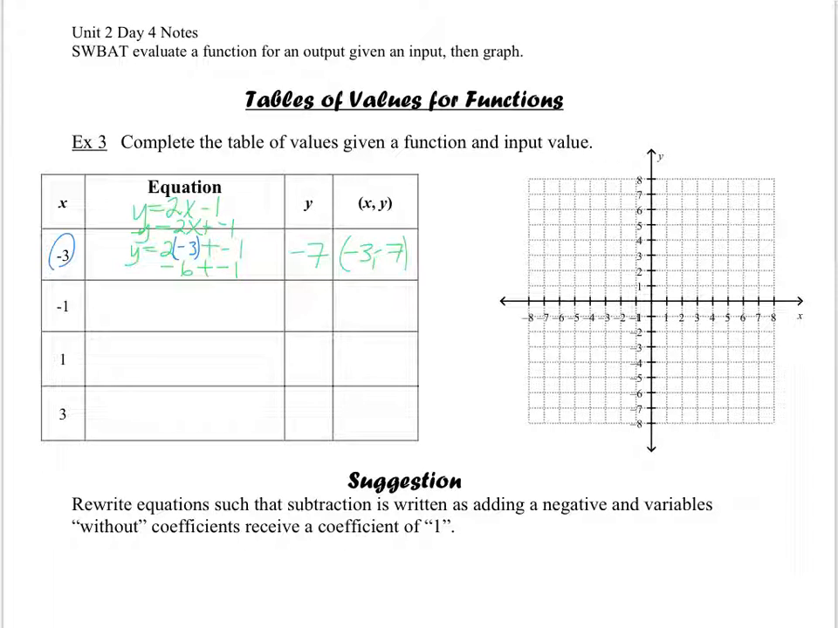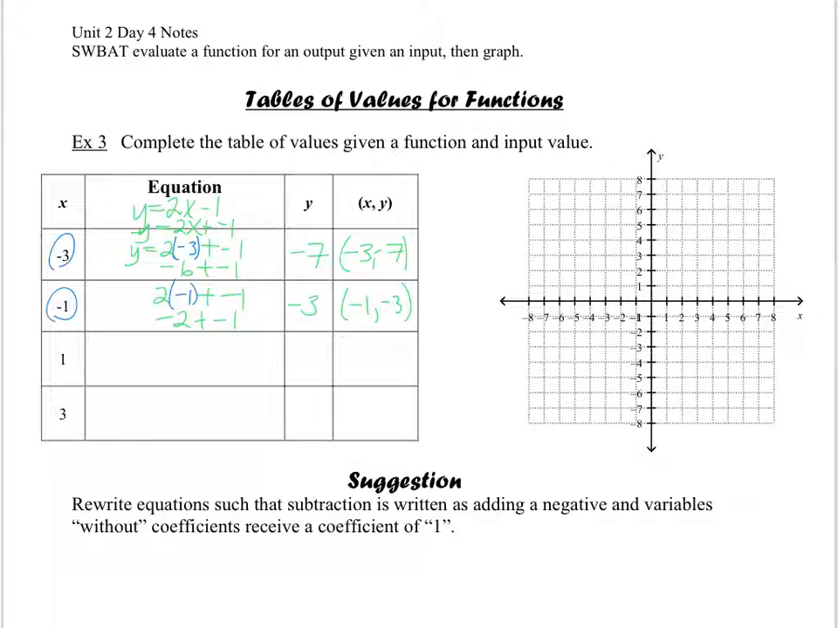Let's try it again for an input of negative 1. My original equation was 2 times x, and instead of x, the input is negative 1. Finishing the equation as it's written, I get 2 times negative 1 is negative 2, plus negative 1 is negative 3. So a solution to the function rule is negative 1, negative 3.